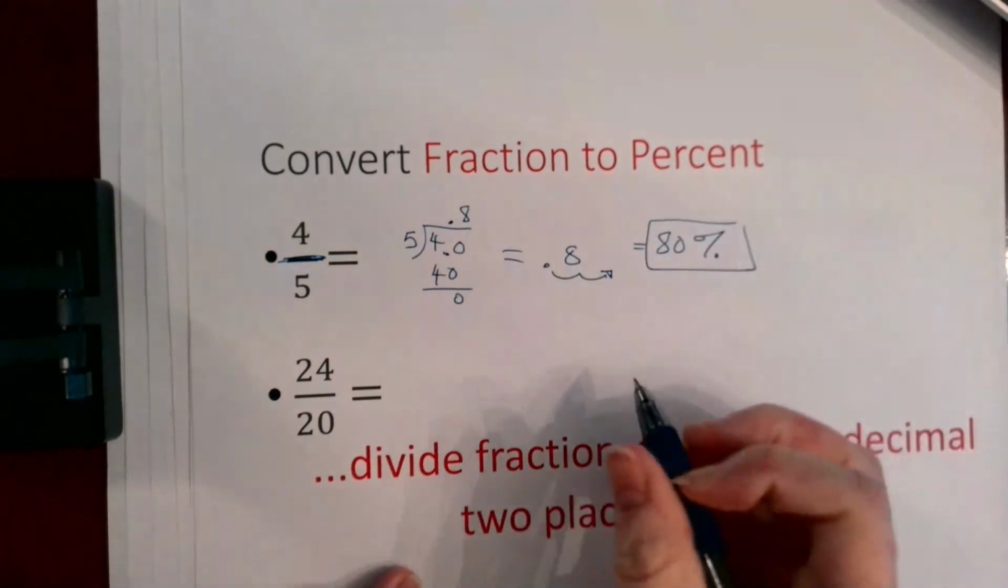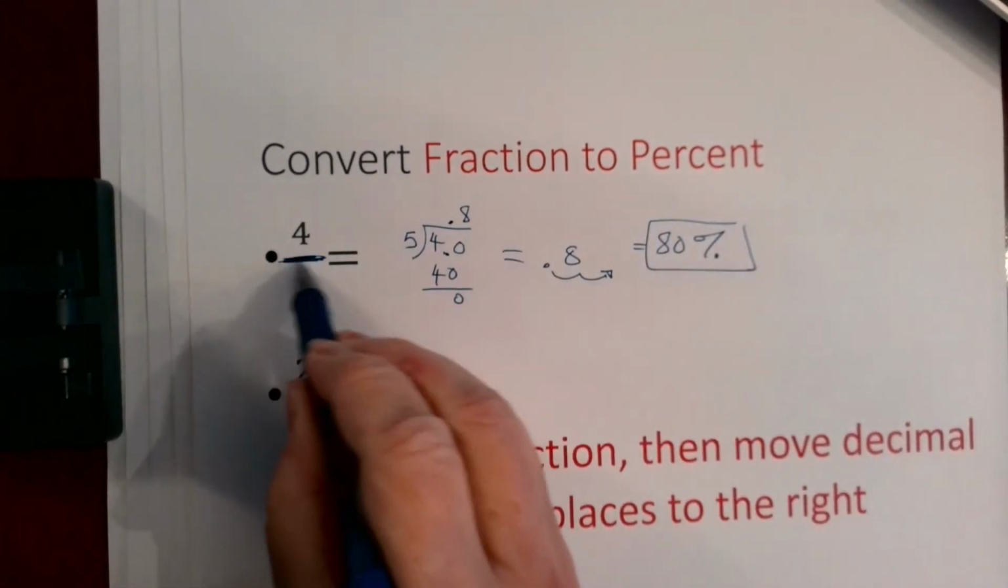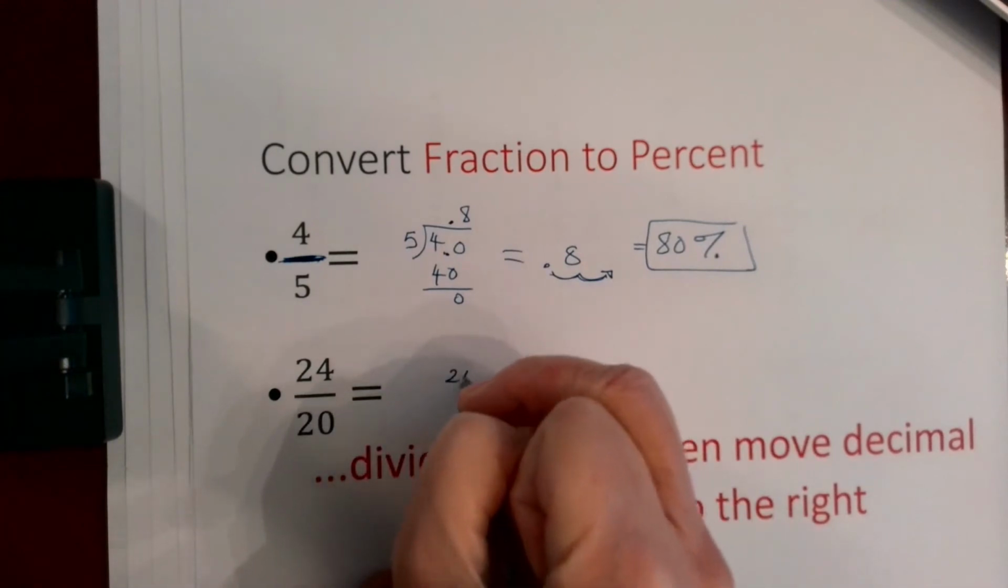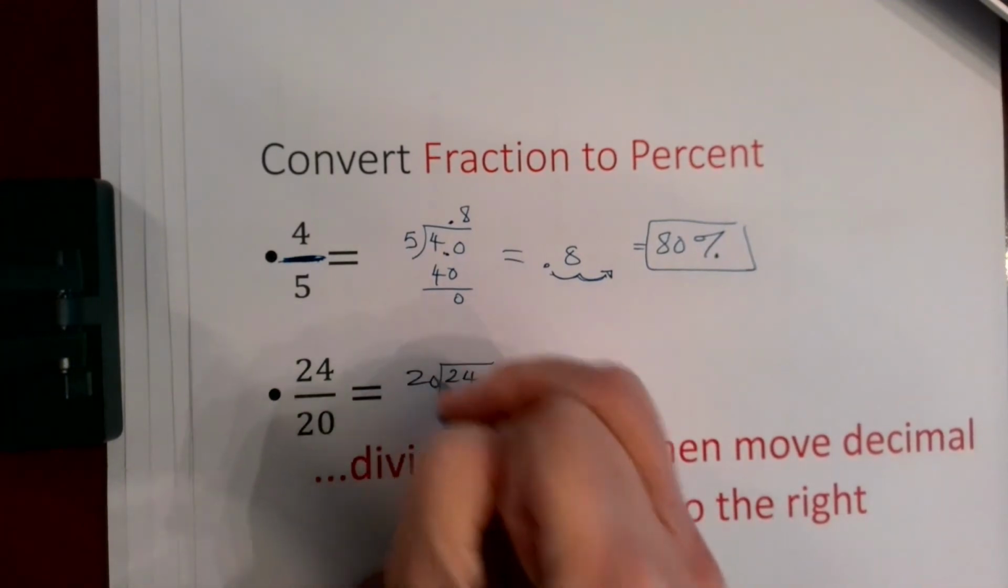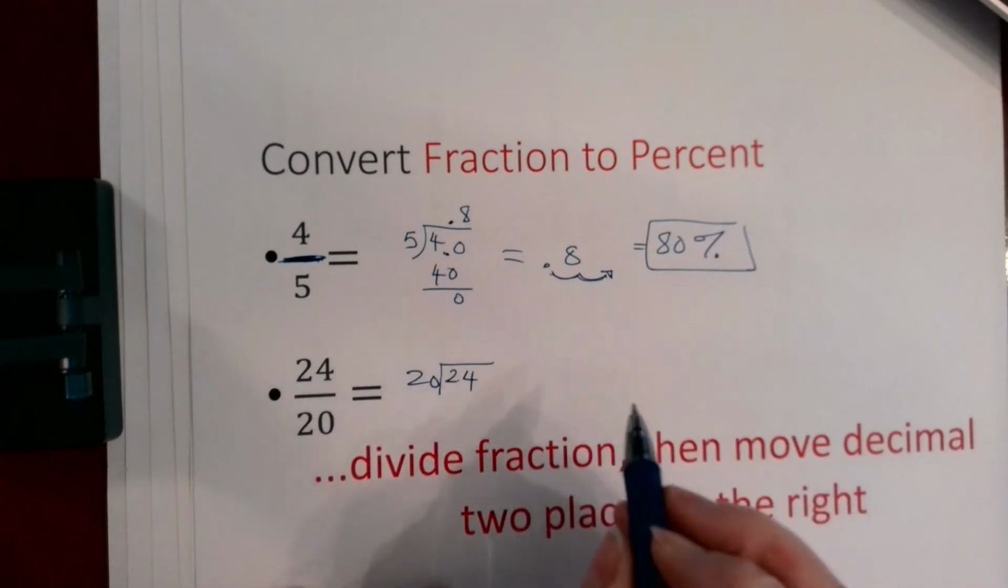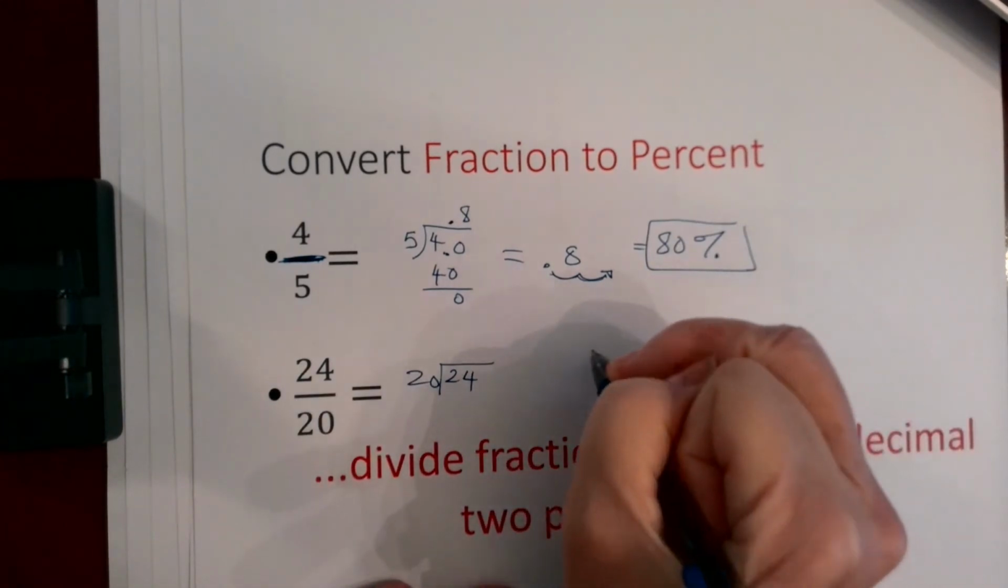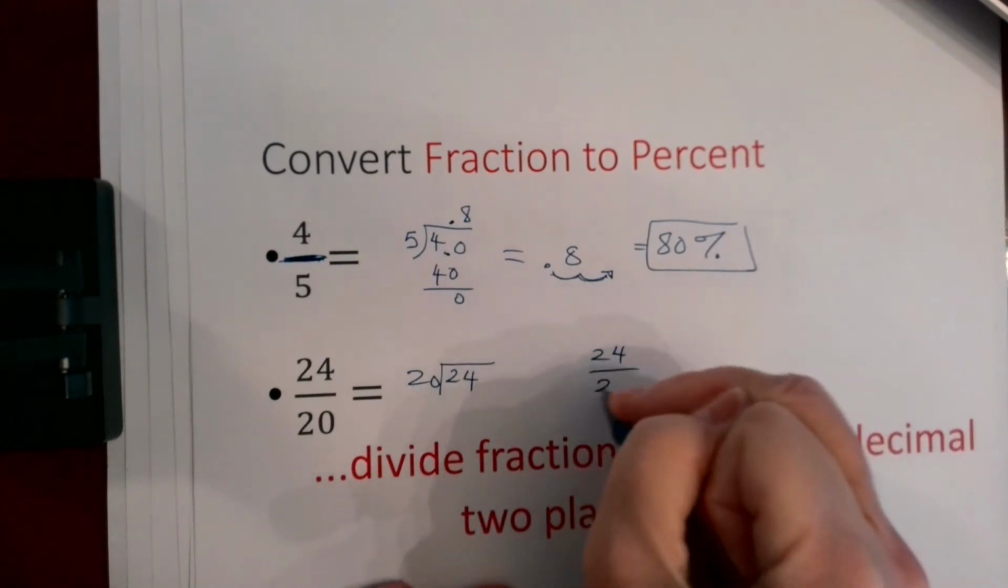That's changing a fraction to a percent. Divide, move the decimal twice. We'll do it again here. 24/20. Divide, move the decimal twice. But there is an alternative way we could have done these two, and I'll show you that.